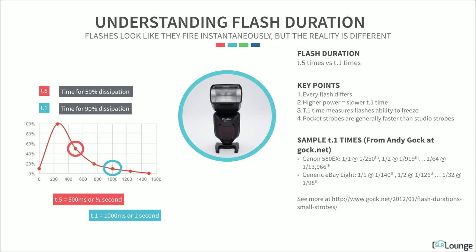So generally, the rule of thumb is this. Every flash is going to differ. The higher the power, the slower your T1 time, meaning the more power you're asking your flash to give you, the longer it's going to take to cycle up and power down. The T1 time measures the ability of the flash to freeze. Pocket strobes are generally faster than studio strobes. But guess what? They don't put out as much power. Okay? So a sample T1 time for a 580EX at full power is 1/250th of a second.